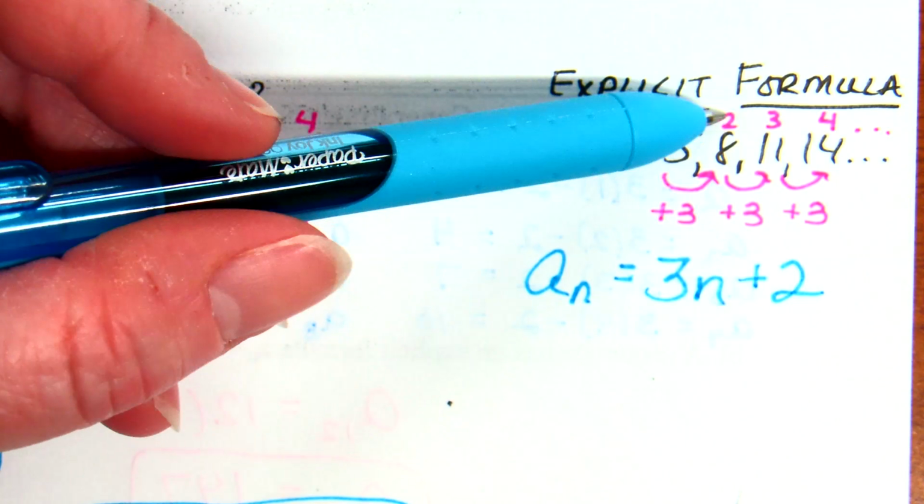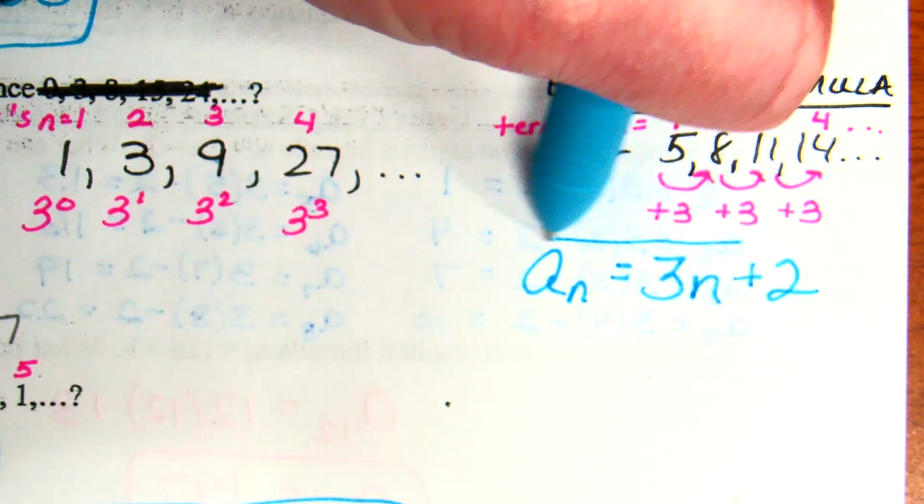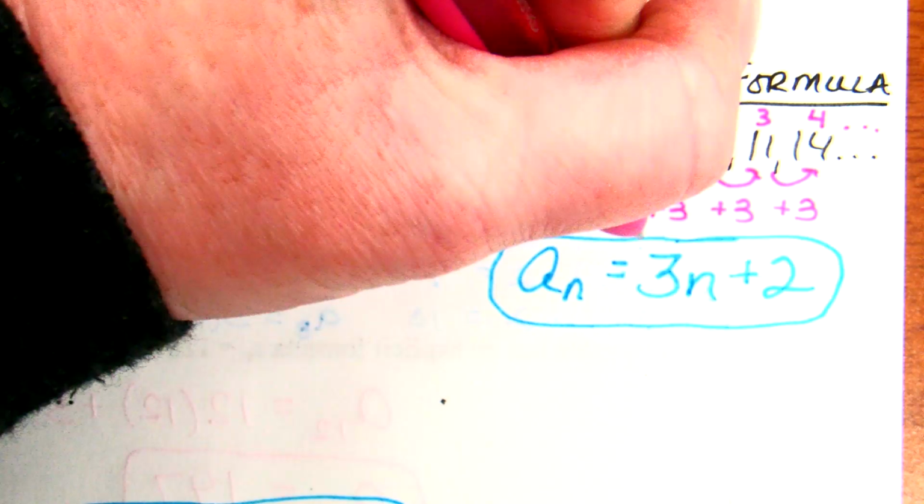So there's my hint on that type of problem. When you're adding the same number every time, it is not coincidental that this plus 3 matches with the times 3. Okay? And then it's just a matter of figuring out that plus 2. And it's real easy to say, okay, if it's 3 times 1 is 3, and I'm supposed to have 5, then I have to add 2. And it should work every time. Okay?